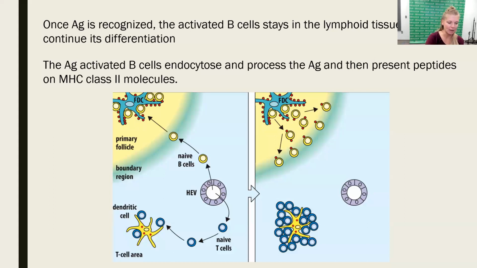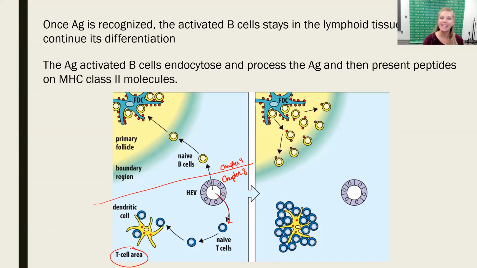So this diagram just kind of shows all of this happening. We're looking at two different things here. This is what we saw happen in chapter 8, and now this up here is what we're talking about in chapter 9. But both things have to happen because we know T and B cells have to work together for the immune response.